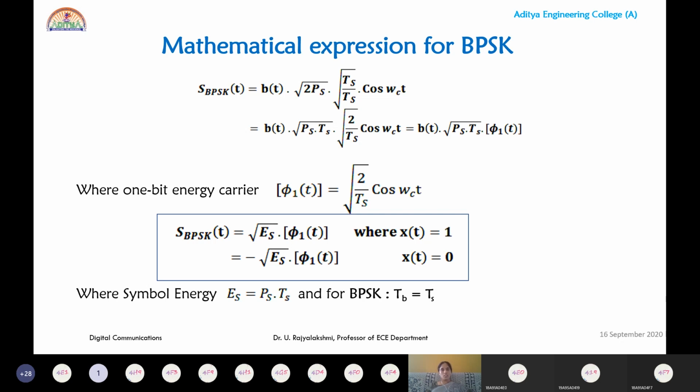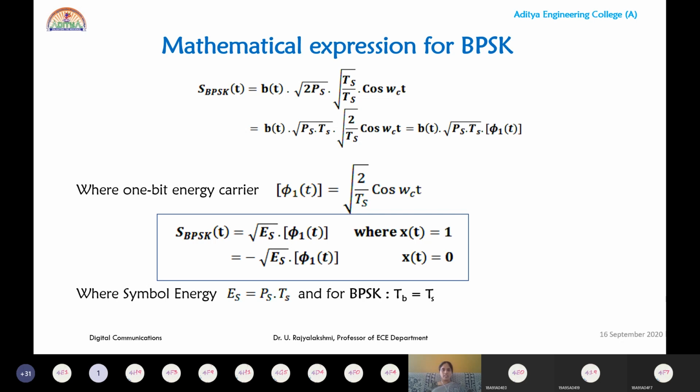But what is b(t)? It is the bipolar NRZ, which equals plus or minus 1. So you can finally obtain the BPSK signal as plus or minus root Es into phi 1 of t. It is plus root Es into phi 1 of t for x(t) equal to 1, and minus root Es into phi 1 of t for x(t) equal to 0.